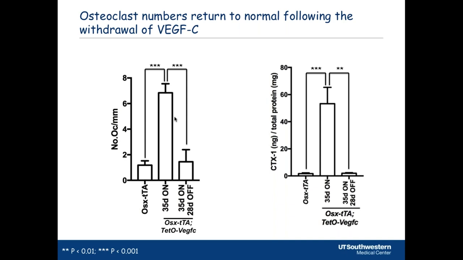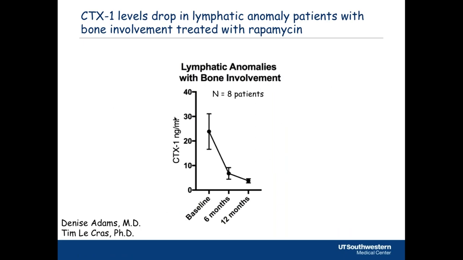The CTX1 finding caught our attention because we see that mice with active disease have a high level of CTX1, whereas mice with inactive disease have a low level of CTX1. So we think that CTX1 could potentially function as a circulating biomarker of disease activity. And we've begun to explore that hypothesis with patient samples.